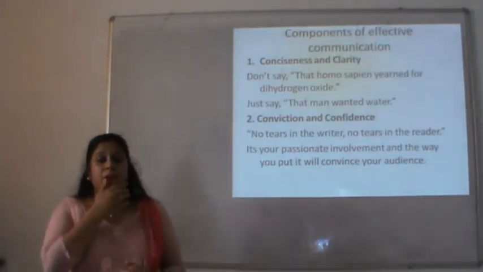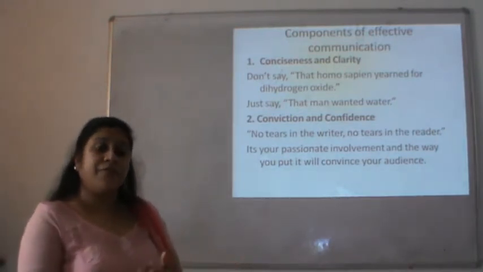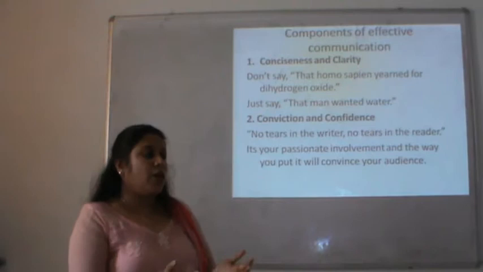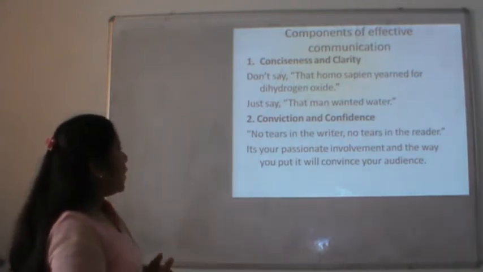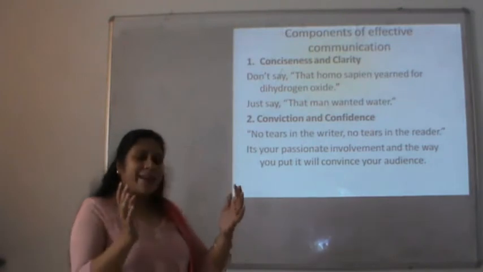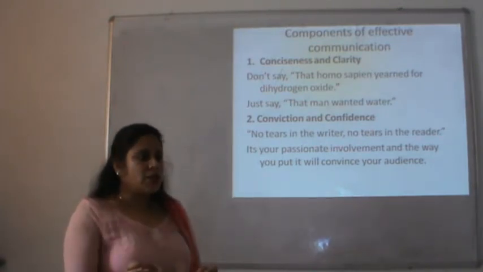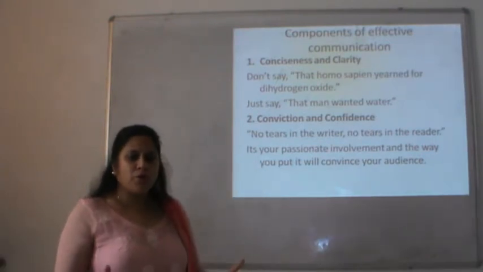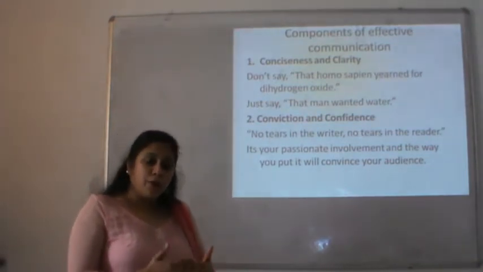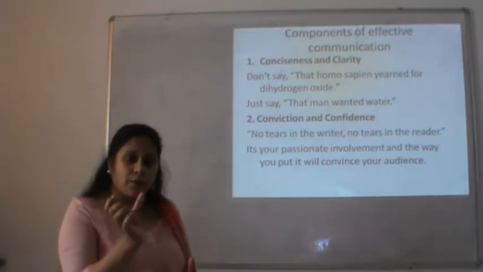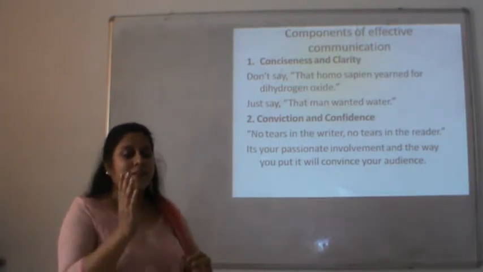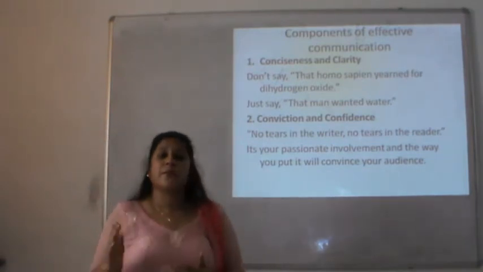The components of effective communication. Now, as we have been talking about effective communication, let us discuss the components of what goes into the making of effective communication. You can see over here, conciseness and clarity. You should be concise. Concise means to the point. Neither should you be too long, nor should you be too short in communication. Whenever you are communicating your thoughts, your ideas to the other person, you should be concise, to the point, and clear. Clarity plays a very important role in the process of communication.